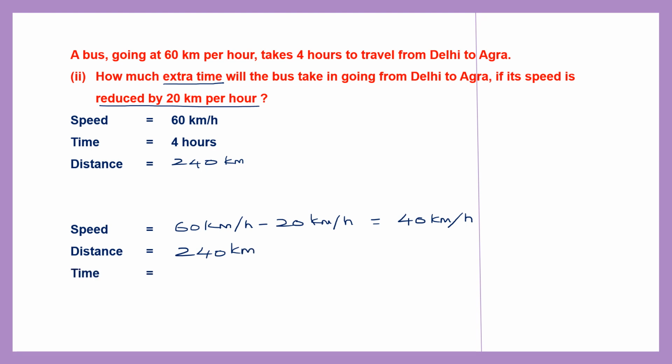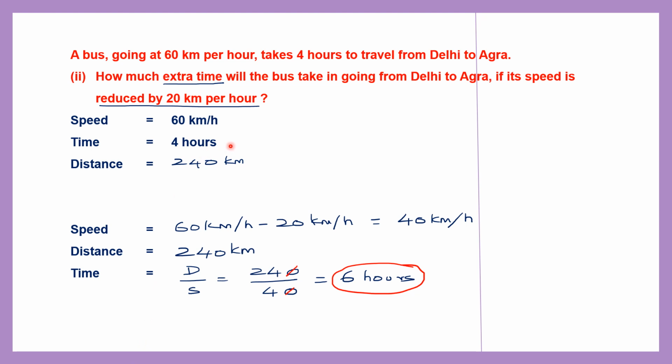The time will be distance by speed. So distance is 240 kilometers and the speed is 40 kilometers per hour. Now let's calculate. Cancel the zeros. Now 24 divided by 4, 4 sixes are 24. So the time here, we have found the time, remember? So time will be 6 hours. So we've got 6 hours here. So this is the time for the bus to go if the speed is reduced by 20 kilometers per hour.